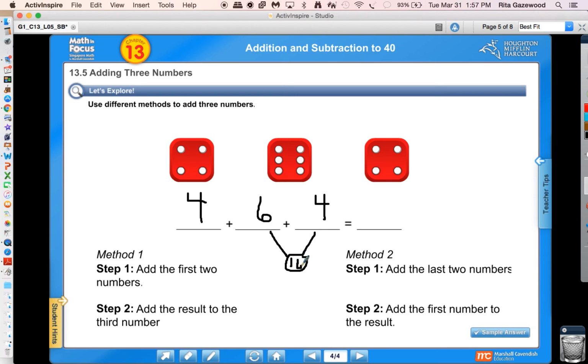And then the second part of the problem is to add the first number to the result, or to the sum of these 2. So 4 plus 10. So 10, 11, 12, 13, 14. We ended up with the same answer using 2 different methods.